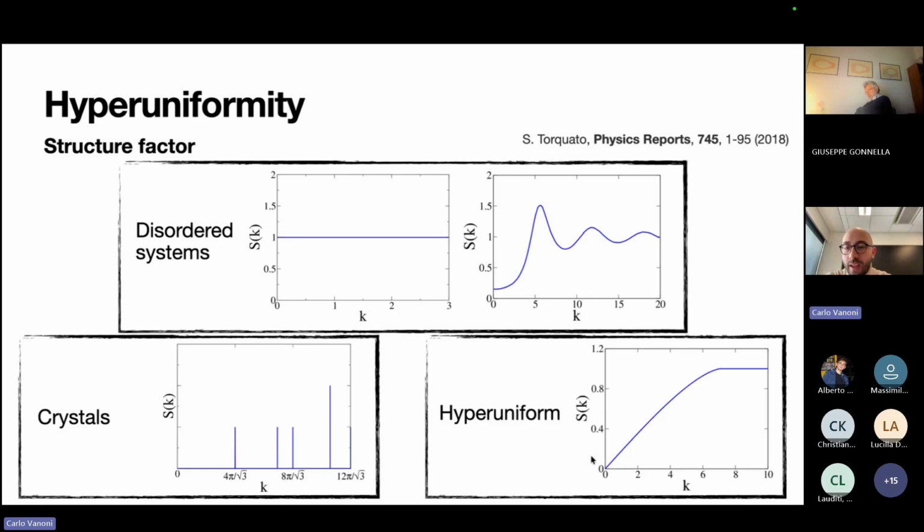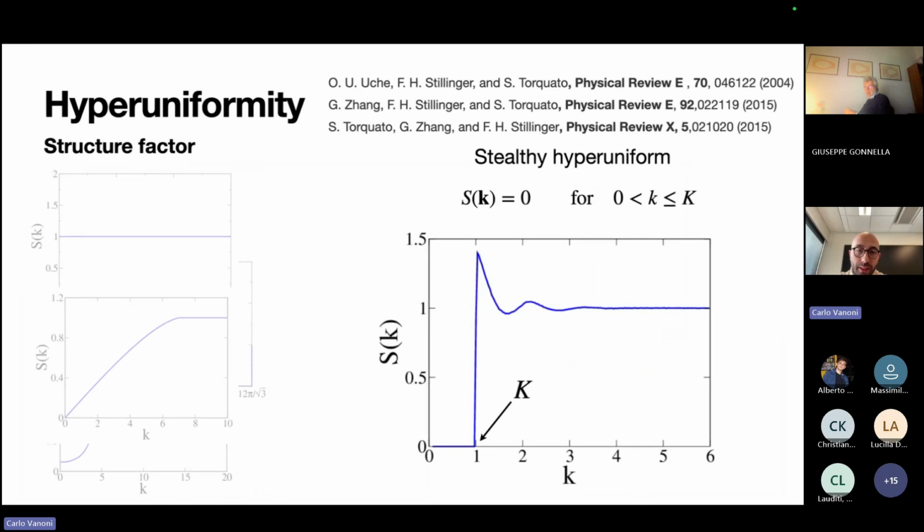So they are hyperuniform according to our definition. But then you can have disordered hyperuniform in which S of k is going to 0, in this case linearly, but you can have different behaviors. And actually, the type of hyperuniformity that I will be dealing with today is a bit special because not only S of k vanishes at k equal to 0, but it's exactly 0 in a range of wave numbers near the origin. And this is what we call stealthy hyperuniform.